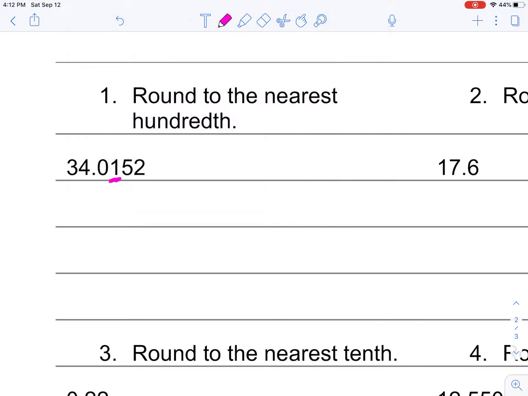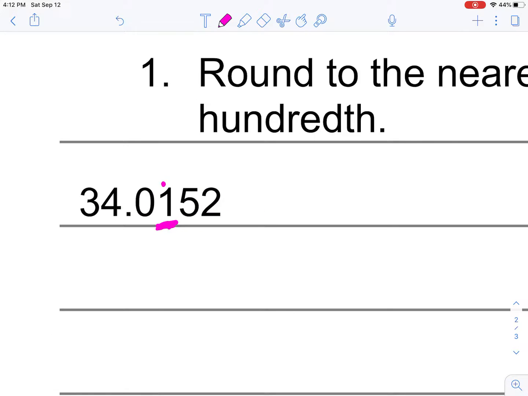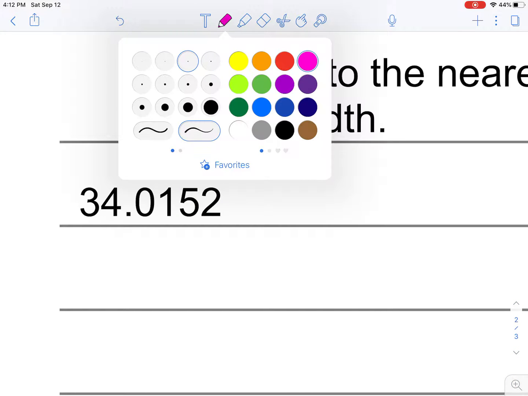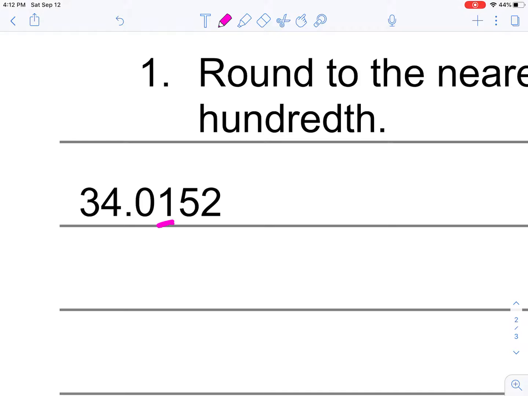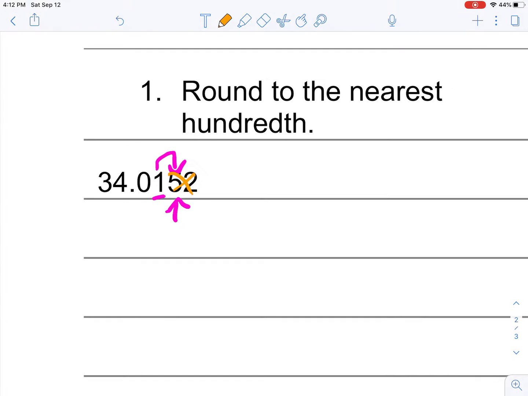So what I do is I look at the number that is after my 1. I'm going to look at the number after my 1, which is a 5. 5 makes a number round up. Anything that's a 5 or more makes my numbers round up. Anything that is under 5, so 0, 1, 2, 3, 4, makes numbers round down. So I know I want my number to only be this long, which means that everything after it has to go away. My 5 rounds the number up.